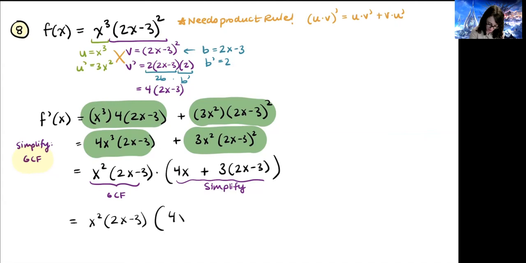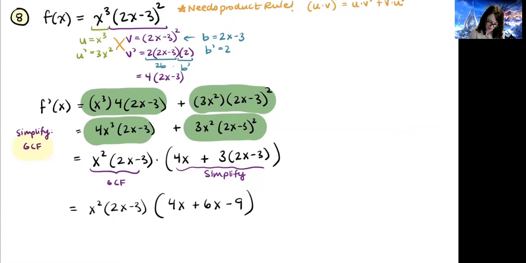We'll distribute the 3 into the parentheses. And then lastly, we'll just combine those x terms together. The 4x plus 6x, that'll give us 10x and then minus 9. And I don't know, that's a pretty neat derivative when it's all fully factored like that. It's easier on the eyes. It's just a neat little package. And like I said, we will kind of need to do this soon, so why not practice now?